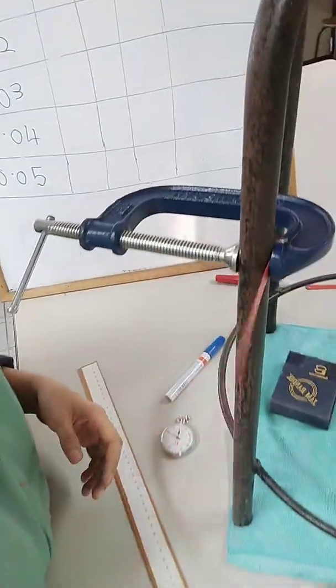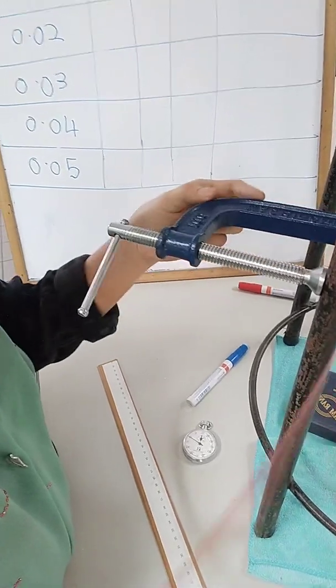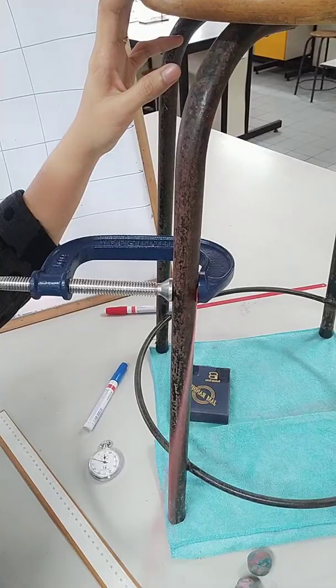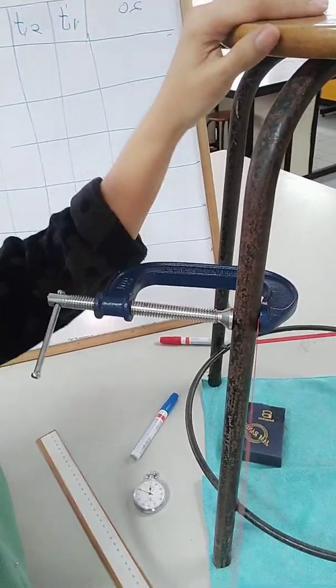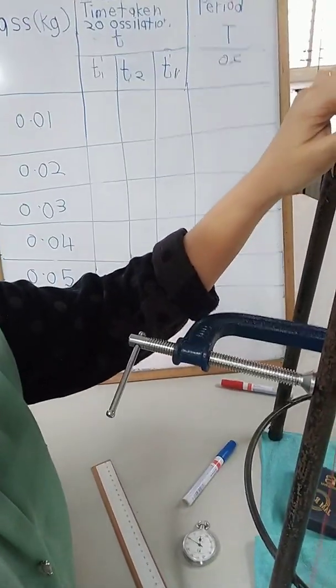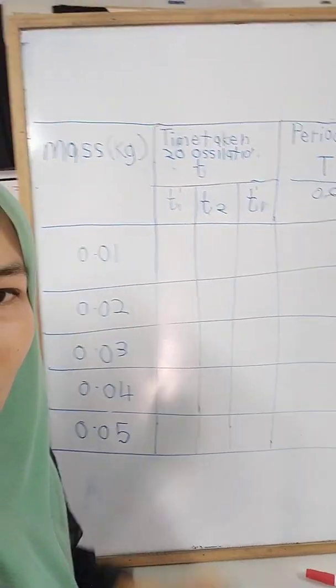Make sure your jigsaw blade is steady, and the same goes for your G-clamp. If you use a chair or your laboratory chair, make sure your chair is not vibrating. Okay, if the chair is vibrating, make sure you overcome the problem. Okay, so we also have our table here.